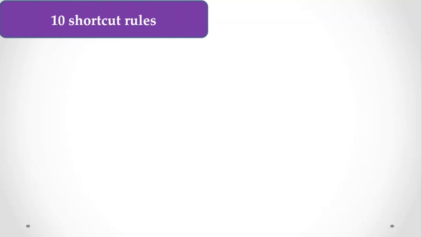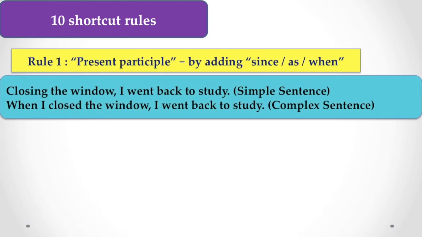Next, I am going to tell you 10 shortcut rules. These rules can help you transfer or convert a simple sentence into a complex one very easily. Now let's see what those 10 rules are. Rule number 1: present participle.